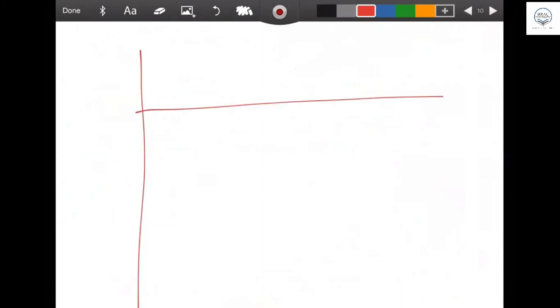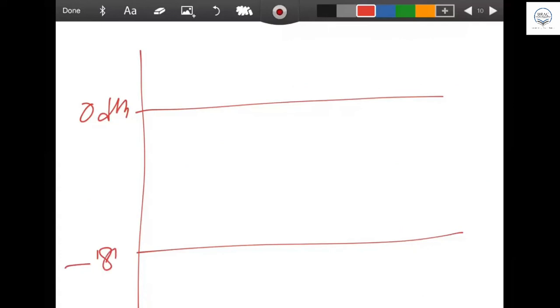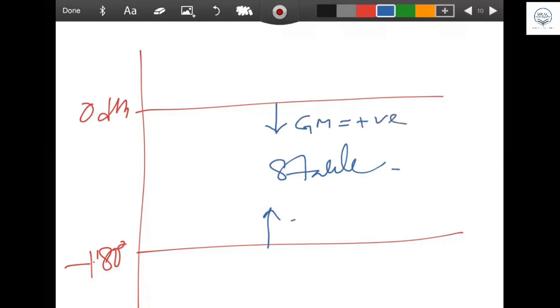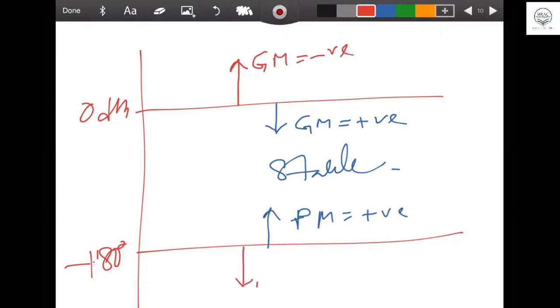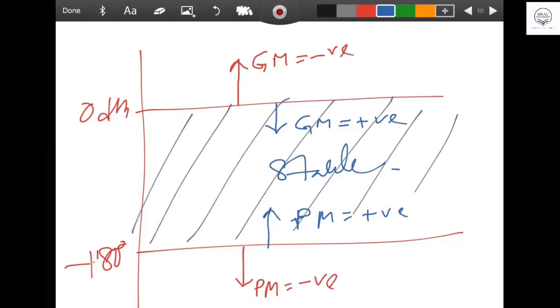If there is the 0 dB line and the minus 180 degree line, then if the system is stable, the gain margin should go down, phase margin go up. So this is your stable condition within this region. Gain margin is positive and phase margin is positive. But if the system is unstable, gain margin is negative, above 0 dB, and phase margin is negative, below 0 dB. That means within this region, between 0 dB and 180 degree, is a stable system, and if it is outside, it is an unstable system. That is what we can conclude from here.